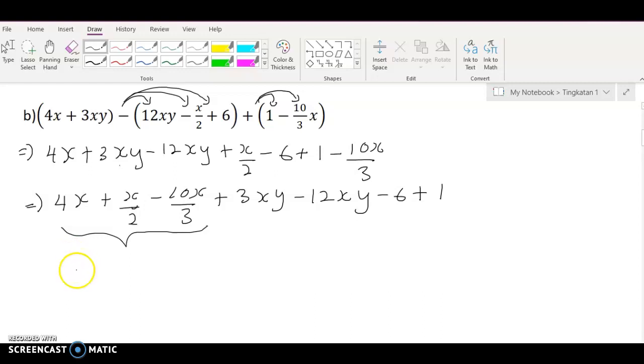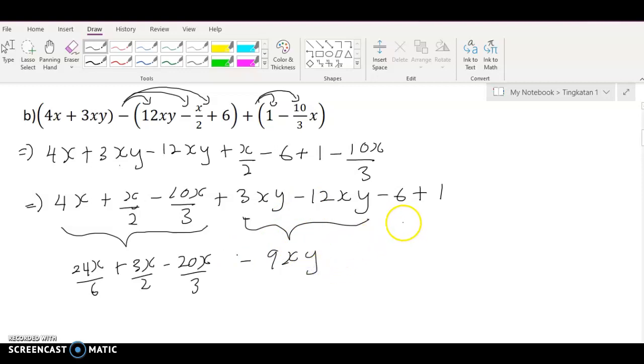Okay, so 6 times 4 will be 24x divided by 6 plus 3x divided by 2 minus 20x divided by 3. And then here you solve it. You should get 3 minus 12, so you should get minus 9xy. And then over here it is your like term, so minus 6 plus 1, you should get minus 5.